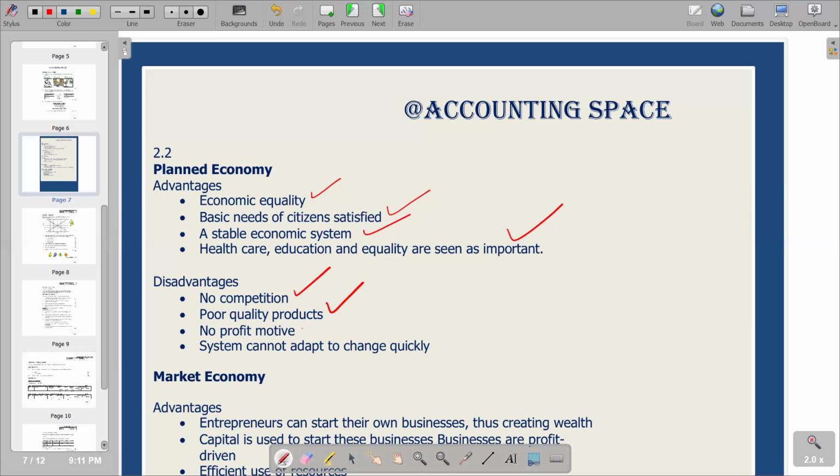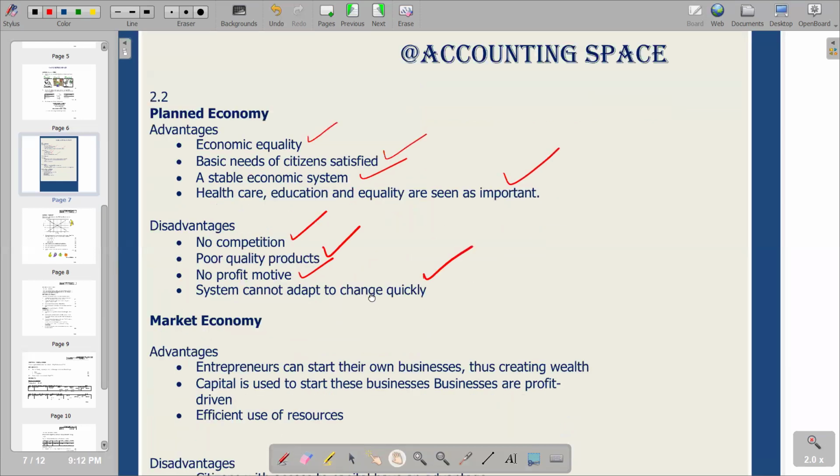Then we've got no profit motive, which is also a negative scenario. Remember, when there's no profit motive, it means efficiency in the utilization of resources is also going to be compromised. Since there is no profit motive, they are only concerned about service delivery, about making sure that the consumers get the products, but they are not concerned about maximizing profit. Through maximizing profit, we deduce many benefits. The last one is that the system cannot adapt to change quickly, and that is the last disadvantage that we have.